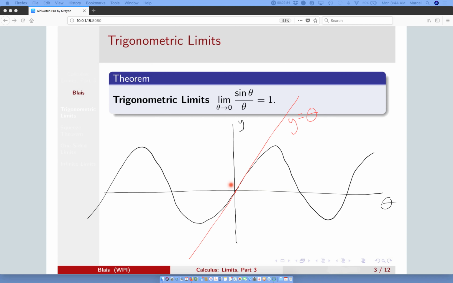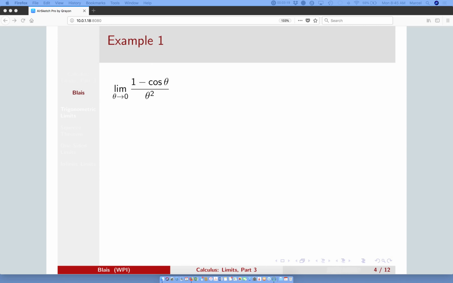So as you get closer and closer to the origin, it's harder and harder to tell the difference between this sine curve and the line, the 45-degree line, y equals theta. But this is a result that you can quote. This is a result that you want to remember, and so you can use this when you're solving different problems. For example, suppose we have this limit problem here, and we will use that result, but we also will have to see here a technique.